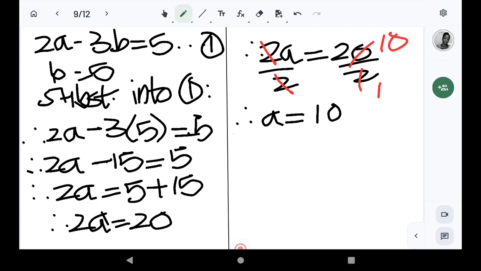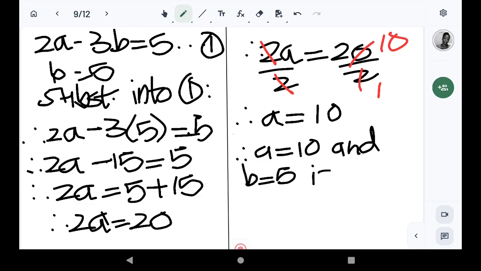And then you check, obviously. Check for equation 1 that both solutions hold, a and b. Then check for equation 2 that both a and b hold. And therefore, a equals to 10 and b equals to 5 is the solution.